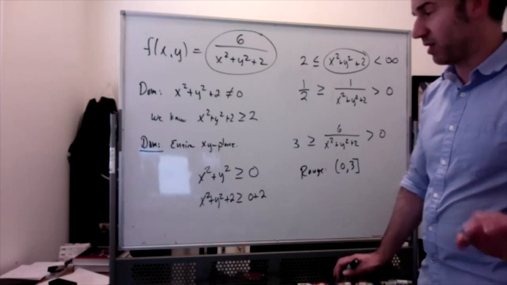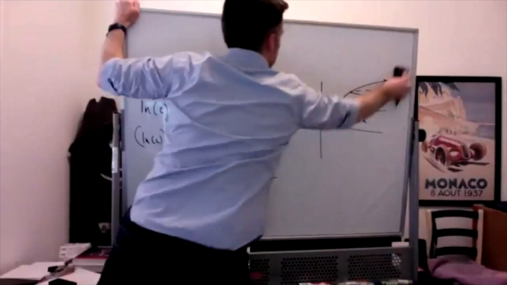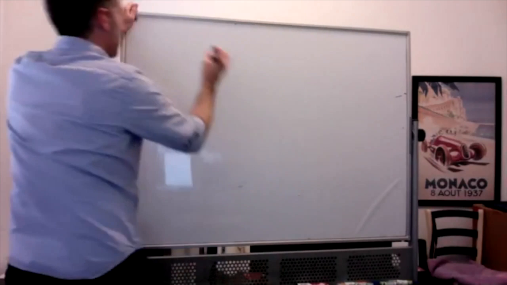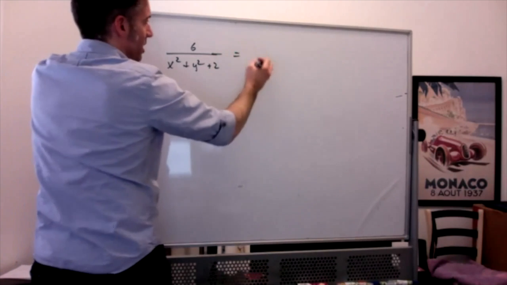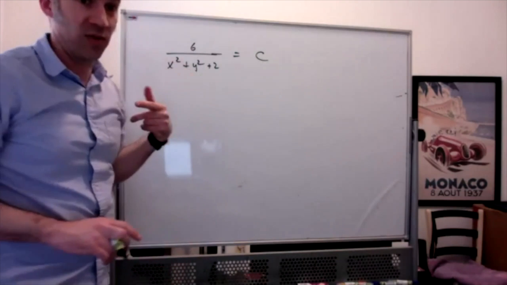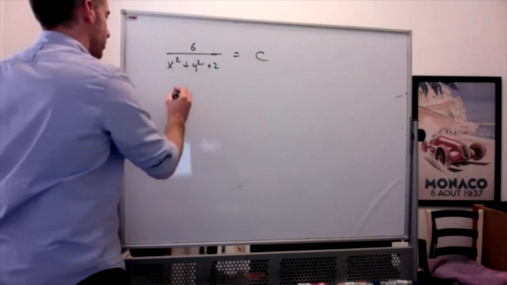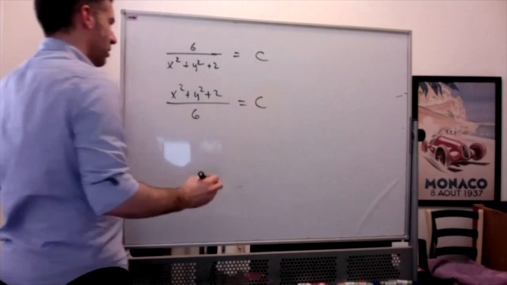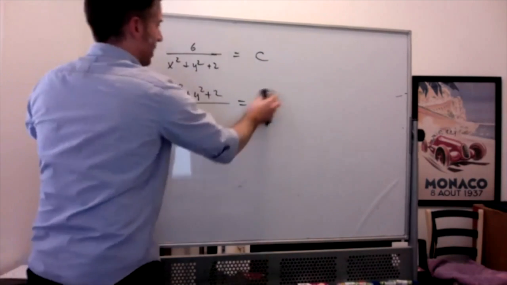I know we're out of time, but let me just talk about the level curves for a hot minute. If I was going to find the level curves, I would set 6 over x squared plus y squared plus 2, the function, equal to some constant value. Then I'm going to try and solve for it in some way that makes sense to me. I see an x squared plus y squared, so I'm thinking I'm going to have a circle somewhere. Let's reciprocal both sides.